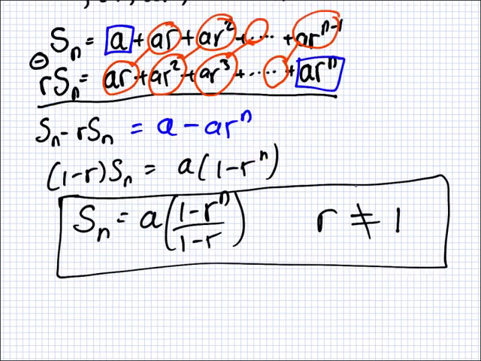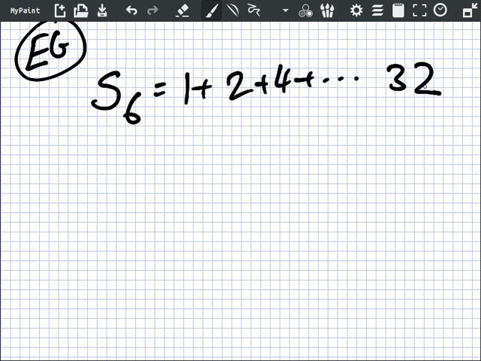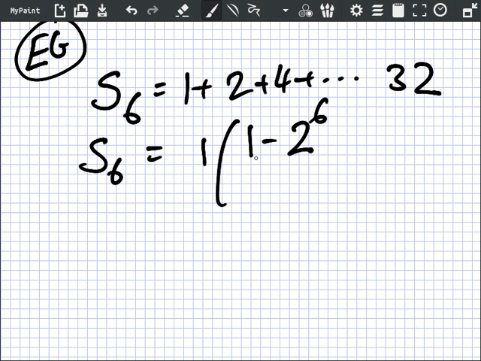Right, let's look at some examples. Calculate S6: 1 plus 2 plus 4 plus up to 32. So S6 would be a, what's a? 1, times 1 minus r, what's r? 2, to the power n, 6, over 1 minus 2, isn't it? 2, 4, 8, 16, 32. Is this 63?